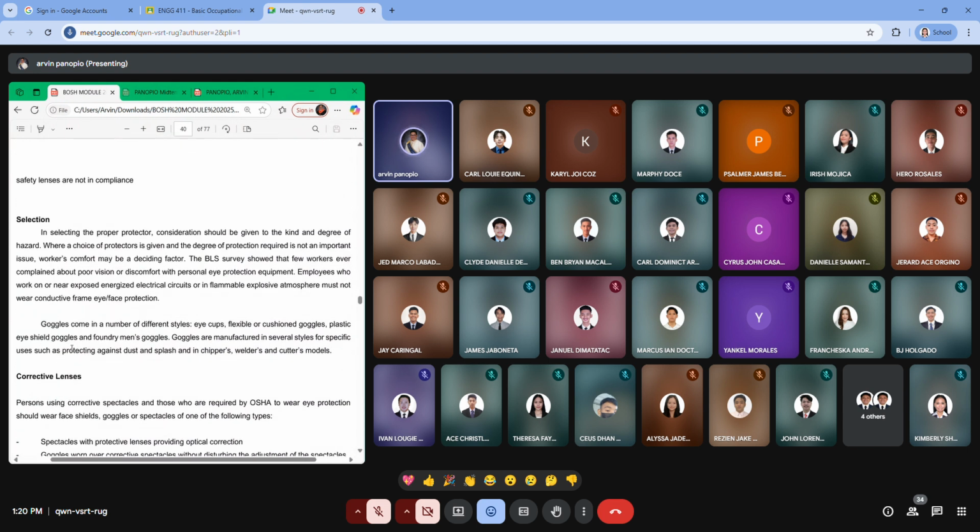So selection, in selecting proper protector for the eye, nakadepende pa rin yan sa kung saan mo gagamitin. For example, welding. You can use face shield or goggles. Goggles or eyewear na for welding, like yung may black glass dun sa mismong salamin kasi masakit sa mata kapag nakatitig. So bawal yung mga transparent.